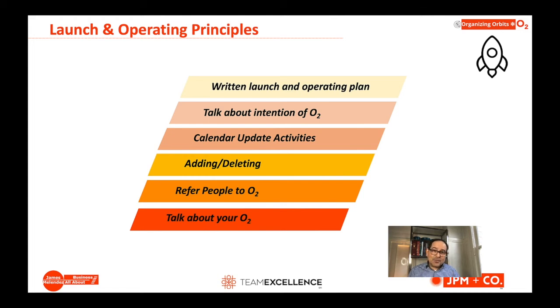So calendar updated activities over time. You might want to add to this tech stack. Make sure you review and update the team so they know what's new. Adding and deleting over time, that which is logical. Maybe you refresh this on a yearly basis. So in December, maybe do this twice or three or four times a year. You want to add or delete those systems or data points that are unhelpful or that will be helpful to your organization. So refer people to the O2. That seems logical. But what I mean by that is sometimes someone might say, oh, that particular SAP instance, can you send me the link where I can access that?